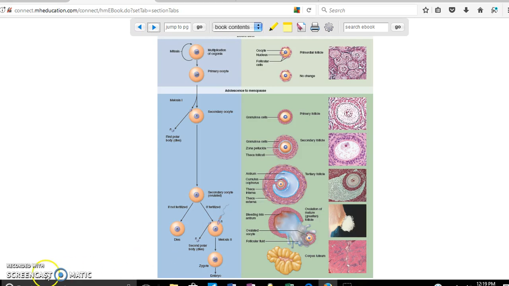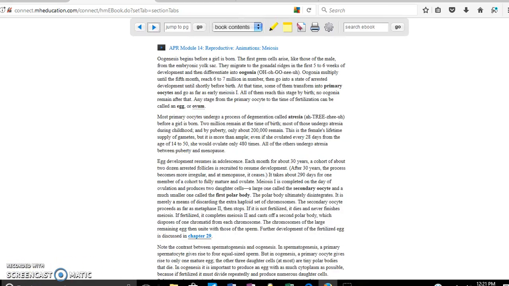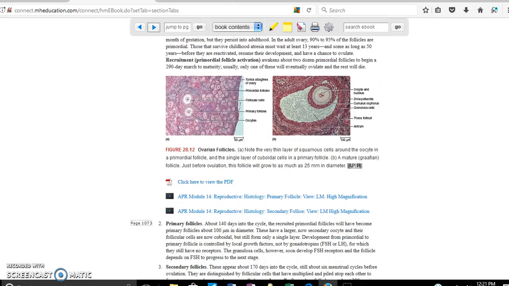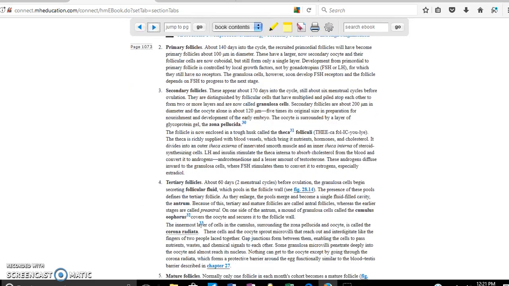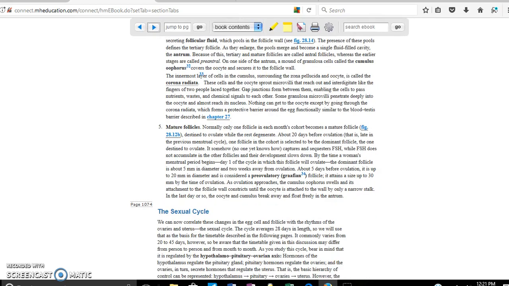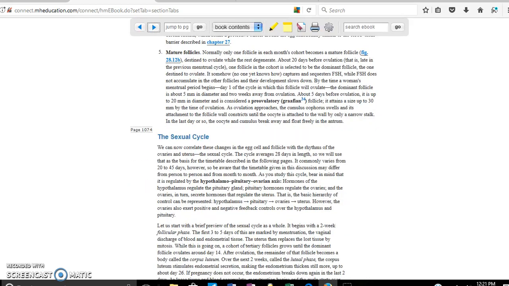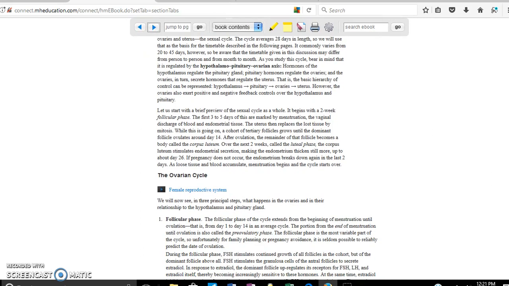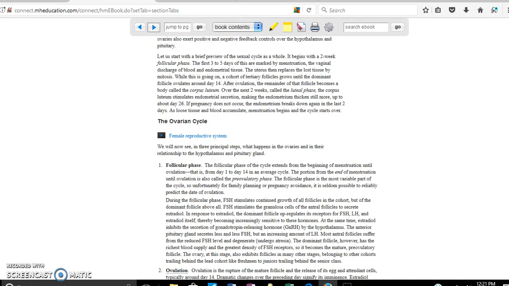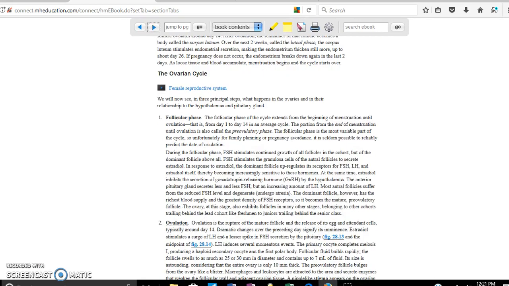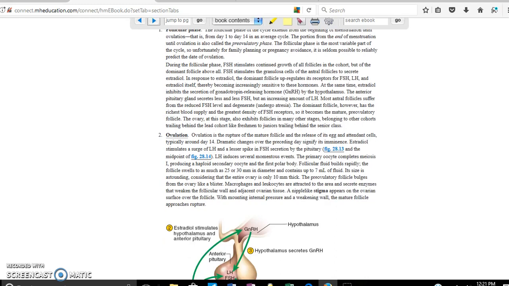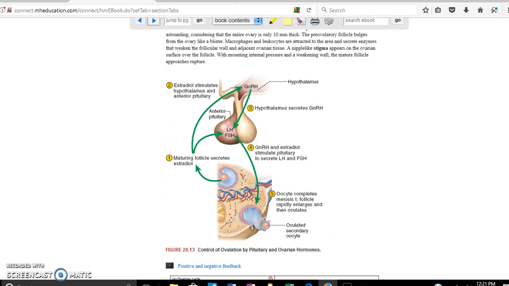the baby. If we scroll down, we can see in the folliculogenesis, we said primordial follicles are going to turn into primary follicle, secondary follicle, tertiary follicle, mature follicle that eventually is going to ovulate. The sexual cycle, we said it is divided into the ovarian cycle and the uterine cycle. Ovarian cycle, we said first 14 days, follicular phase. Day 15 is ovulation, and after ovulation, we're going to see the luteal phase.